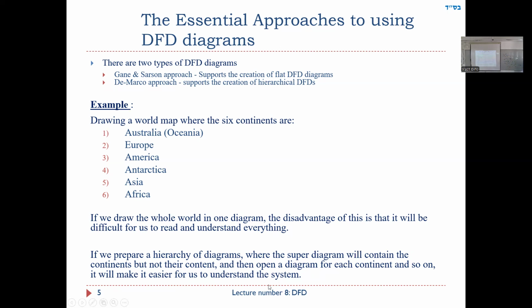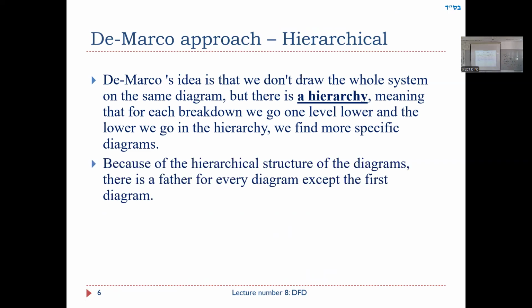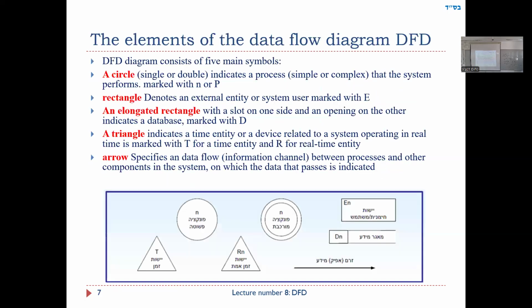The super diagram will contain the continents, but not their content, not everything in them. And then we open a diagram for each continent and so on. It will make it easier to understand. Okay, so that's DeMarco's idea. It's hierarchical. We don't draw the whole system on the same diagram, but for each breakdown, we go one level lower, and the lower we go in the hierarchy, we find more specific or detailed diagrams. There's always a father for every diagram except for the first diagram, which is the father of all diagrams. Each diagram has either one son or several sons, and a connection is maintained between all the diagrams.